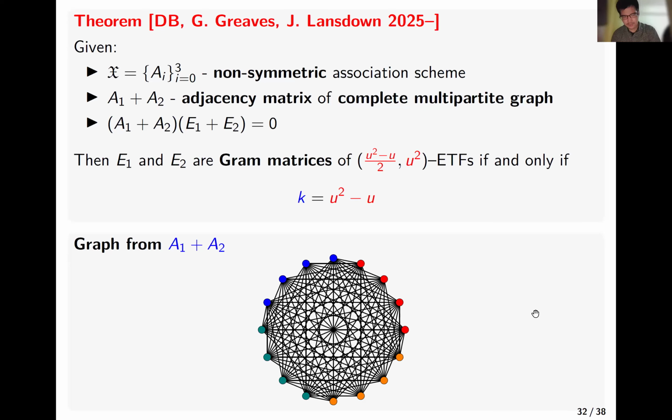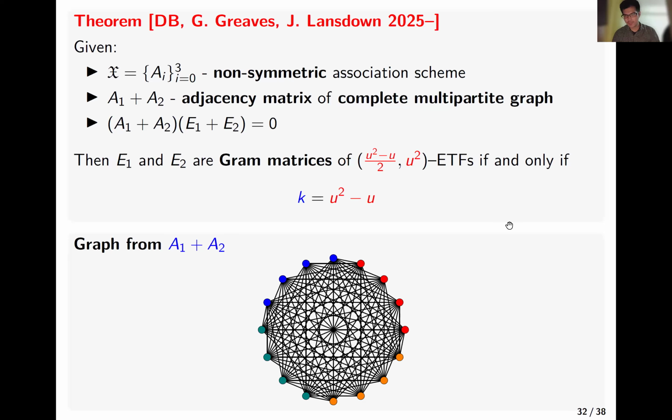Then it turns out that E1 and E2 are Gram matrices of ETFs if and only if K is U squared minus U. Another way to put this is that our complete multipartite graph is the complement of U copies of KU, or U copies of the complete graph on U vertices. For instance, here, where the situation occurs, this is 4 copies of K4, or the complement of 4 copies of K4.